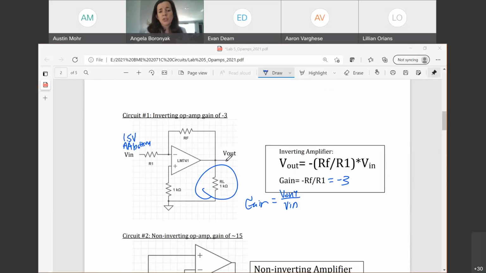Okay, so our first circuit, we're going to be building an inverting op-amp with a gain of -3. This is our schematic for it. Here was our equation for our inverting op-amp: V out equals -RF over R1 times Vn. That meant our gain, or what we multiply Vn by to get V out, or the ratio of V out over Vn, however you want to think about it, should be -3.